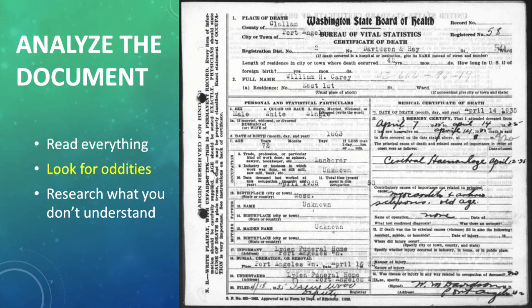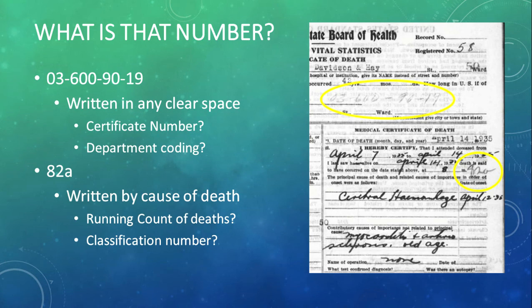Good information. But what I really want you to watch out for on your documents is look for anything that is out of place and odd, because that might be the key that you need to break down your brick wall. So on here, I have some numbers that are written in a handwriting that's different than any of the other handwriting on this document. I'm not sure what they mean, so we're going to try to research to figure out what else they could be. So we'll go with that first number at the top, which is that 3,690,19. This is usually written in any clear space.